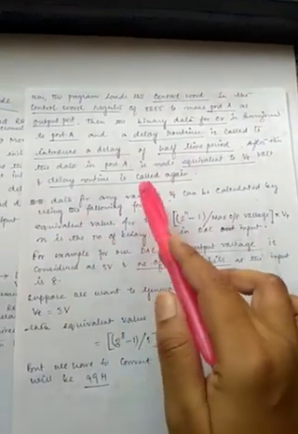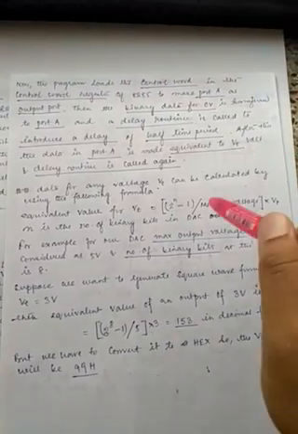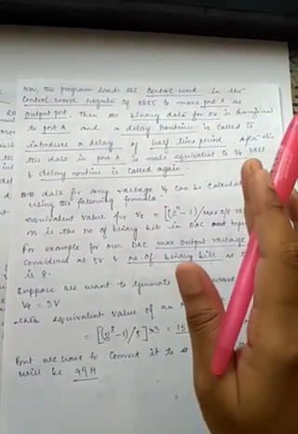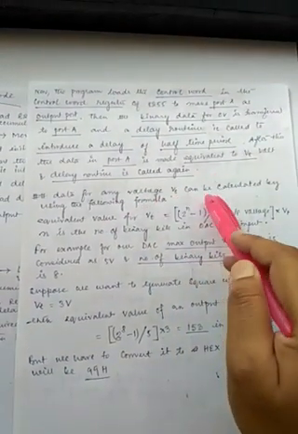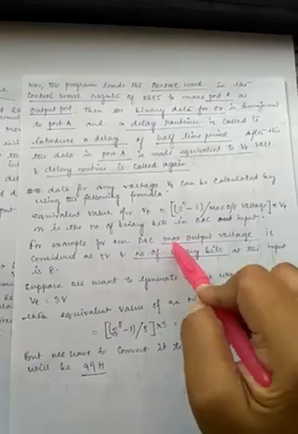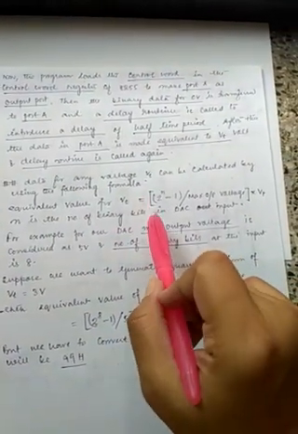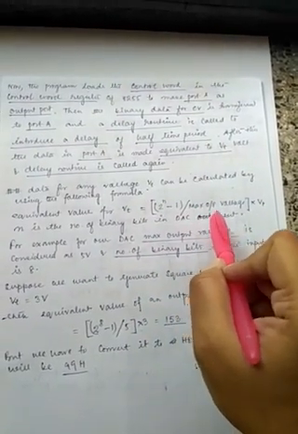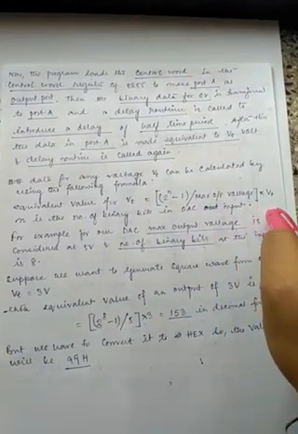Okay, so the next portion is that the data for any voltage Vt, because I have generalized the voltage as Vt, but Vt may take any value. So these can be calculated by using the following formula. And what is the formula? Please note it down. The equivalent value of the Vt is equal to 2 to the power n minus 1 divided by the maximum output voltage, and this whole portion will be multiplied by Vt.